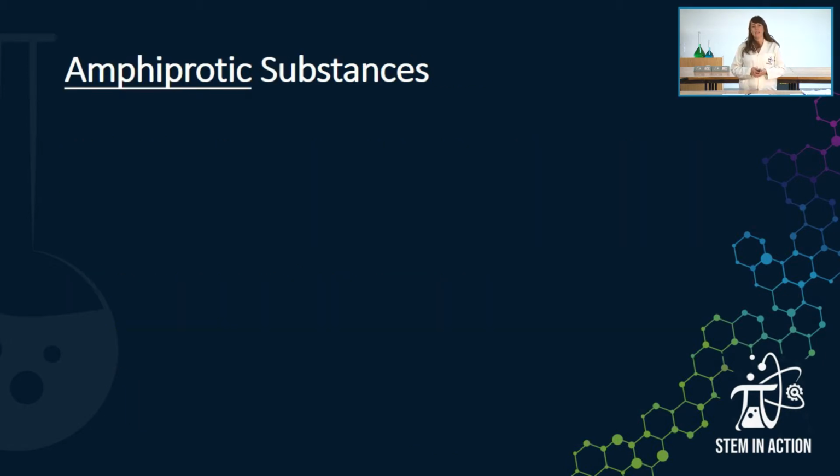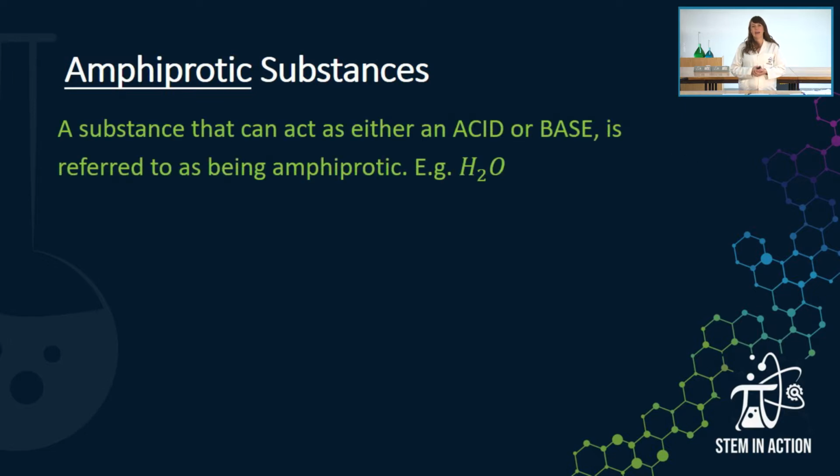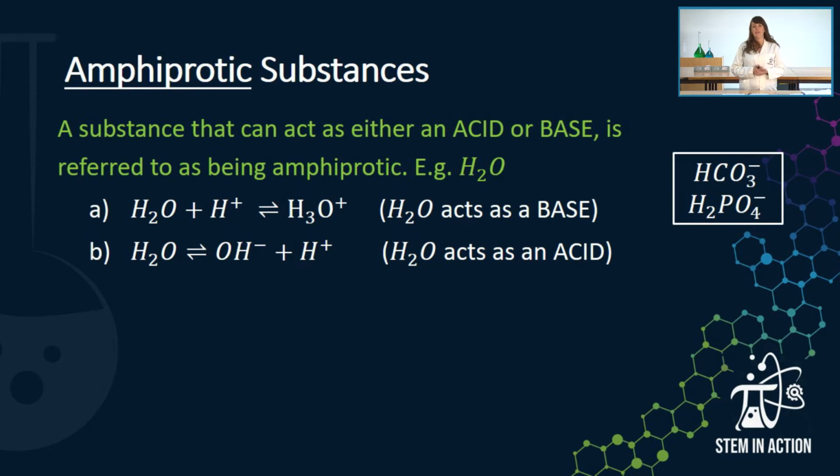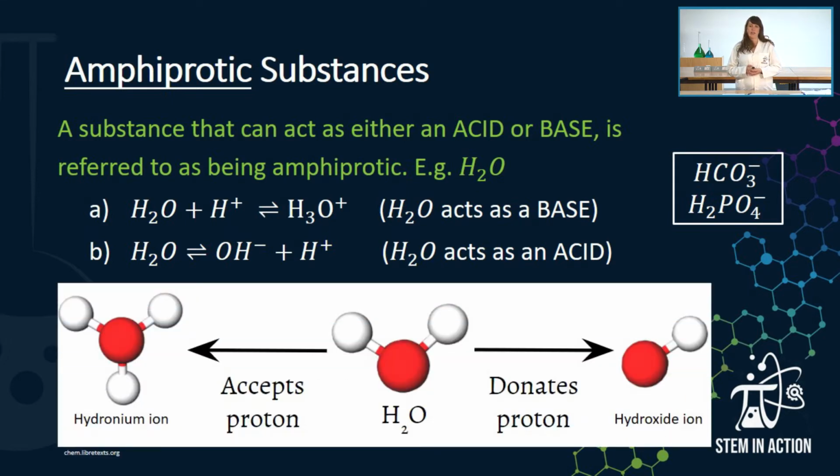What is amphiprotic? It is a substance that can either act as an acid or as a base. For example, water. Water can accept a proton to become the hydronium ion and therefore acting as a base, or it can donate a proton becoming OH minus and therefore acting as an acid. So there you can see in our little picture that if water accepts the proton, it goes to the left and it becomes the hydronium ion, whereas if it donates a proton, it then becomes the hydroxide ion on the right.